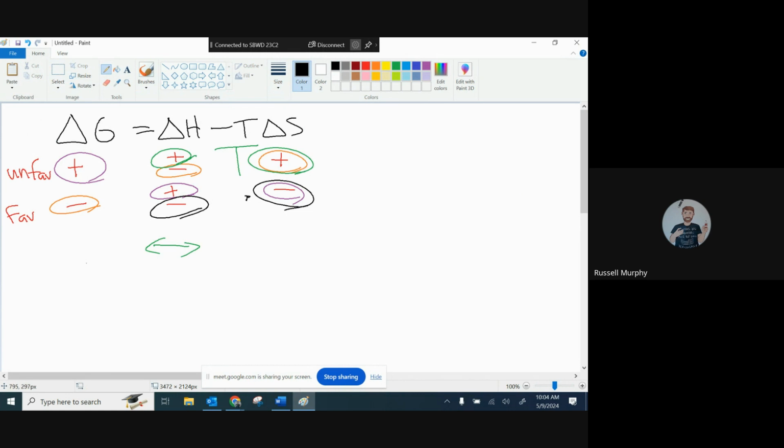What is 1 times any number? That number, right? But what if it's closer and closer to 0? This value gets smaller and smaller, and maybe we have a favorable reaction.